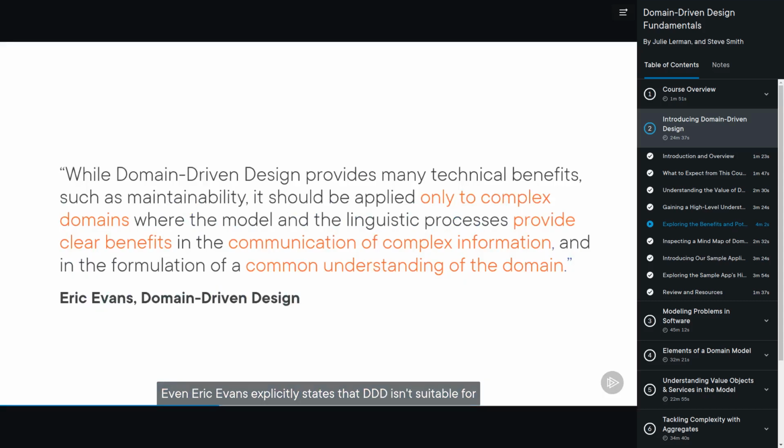Even Eric Evans explicitly states that DDD isn't suitable for problems when there's substantial technical complexity, but little business domain complexity. Using DDD is most beneficial when the complexity of the domain makes it challenging for the domain experts to communicate their needs to the software developers. By investing your time and effort into modeling the domain and coming up with a set of terminology that's understood for each subdomain, the process of understanding and solving the problem becomes much simpler and smoother.